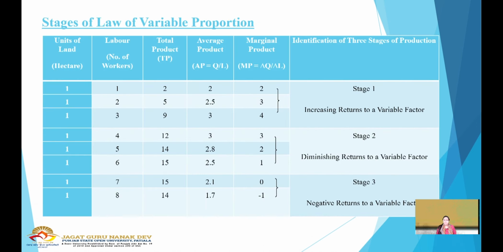Next are the stages of the law of variable proportion. Here we discuss a total of 3 stages: stage 1, stage 2 and stage 3. In case of stage 1, there are increasing returns to a variable factor.